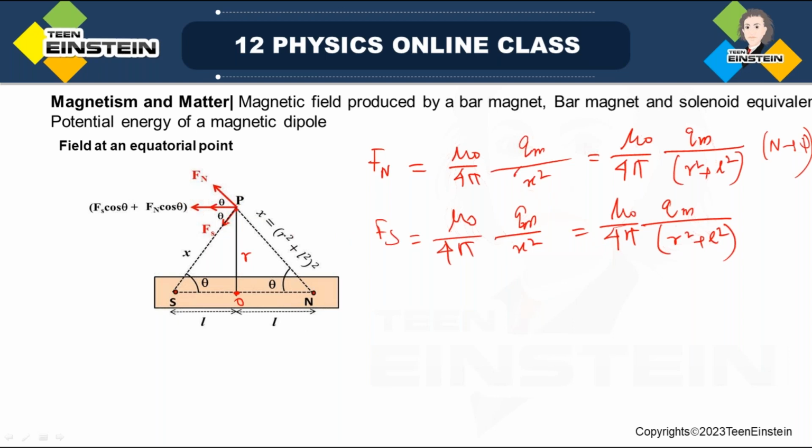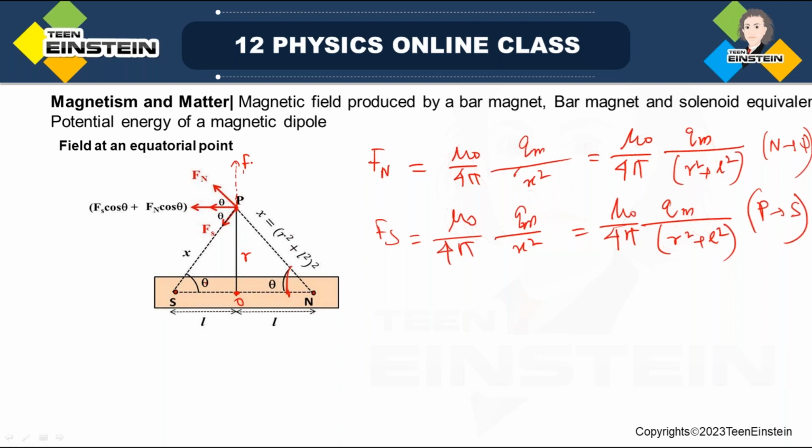See, this Fs is acting this way, in the p2s direction. If it is acting in the p2s direction, then if I see this angle theta, this angle will also be theta, and this angle is also theta. So I can break the component of this Fn into two: one along the horizontal direction, another along the vertical direction.